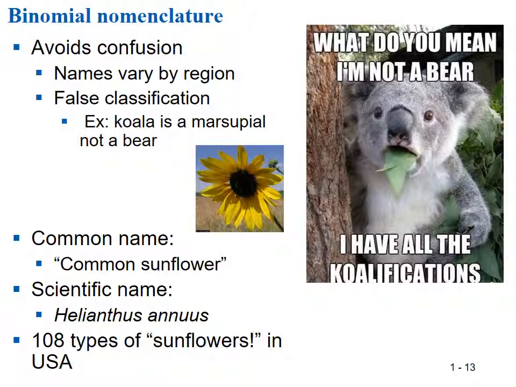It's very confusing. Another example, if we look at the picture there of the common sunflower, common to where, right? Common to your region, common to everywhere, who knows? So not a particularly great name. But if we wanted to research that particular sunflower, we could research it under its scientific name. And again, there's 108 types of sunflowers in the United States, so calling it the common sunflower is probably not that helpful.